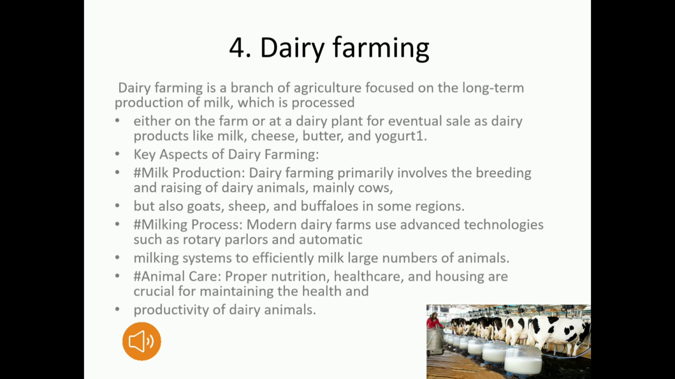Milk production. Dairy farming primarily involves the breeding and raising of dairy animals, mainly cows, but also goats, sheep, and buffalo in the same region. Milking process. Modern dairy farms use advanced technology such as rotary parlours and automatic milking systems to efficiently milk a large number of animals. Animal care. Proper nutrition, health care and housing are crucial for maintaining the health and productivity of dairy animals.